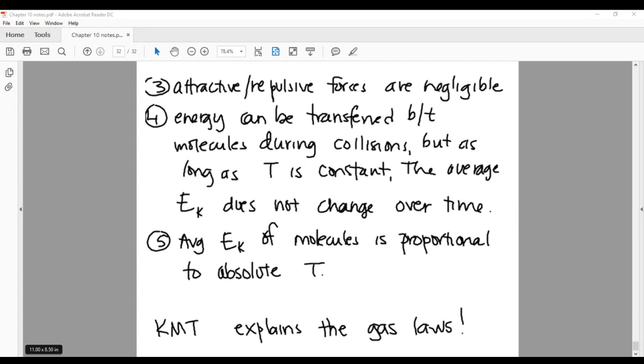Okay, so let me explain that again. We have a system. We have the kinetic energy of the molecules, and by keeping the temperature the same, the average kinetic energy of the molecules stays the same. But if we increase volume, now the gas molecules are spread further apart, which means they have to go further for collisions, which means there are going to be fewer collisions. Fewer collisions equals less pressure. So an increase in volume leads to a decrease in pressure, which explains Boyle's law using the kinetic molecular theory.